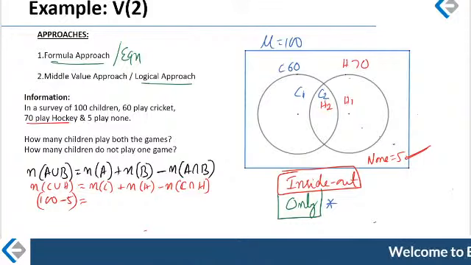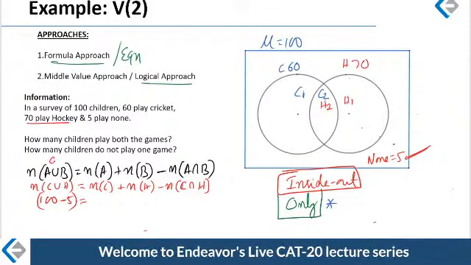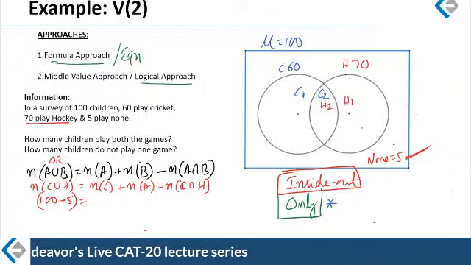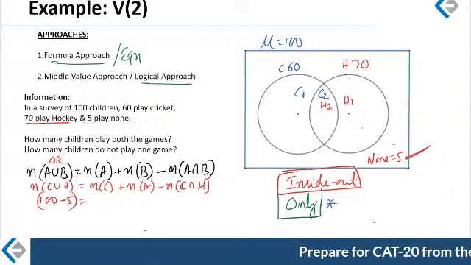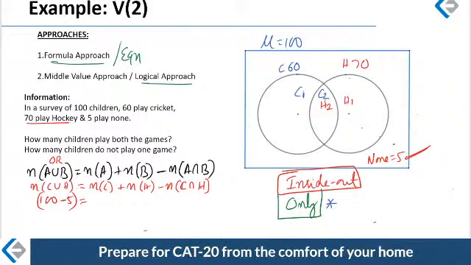Union means what? What is the meaning of the word union? Or. Union is nothing but or. How many of them play cricket or hockey? Cricket or hockey is nothing but 100 minus 5, because 5 of them don't play anything. Therefore, that's 95. How many play cricket?